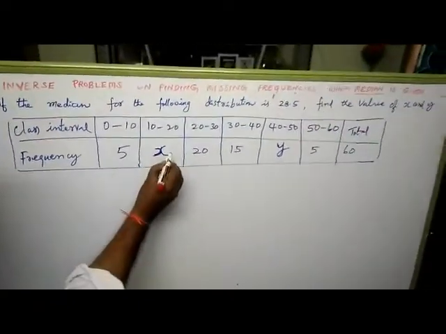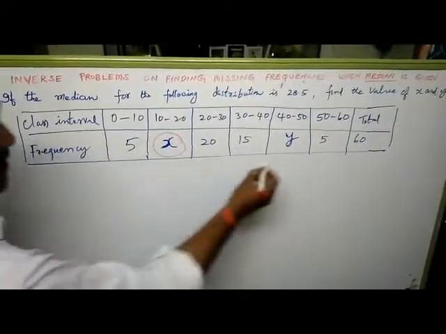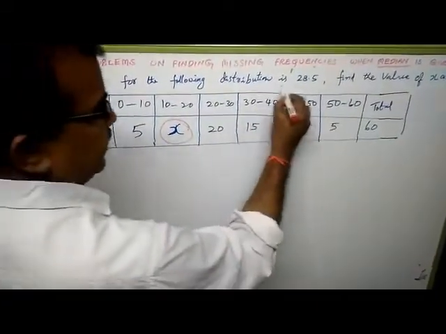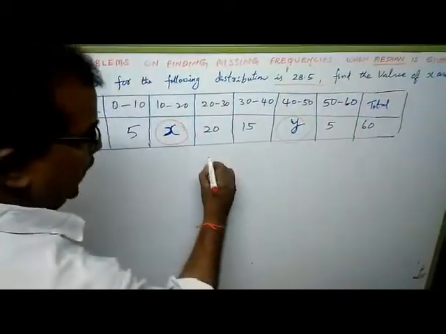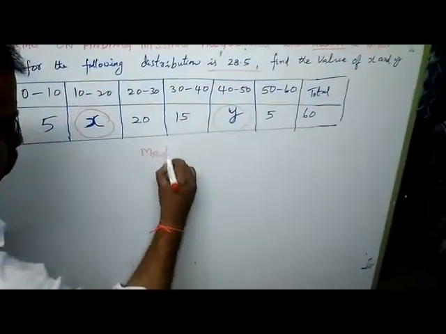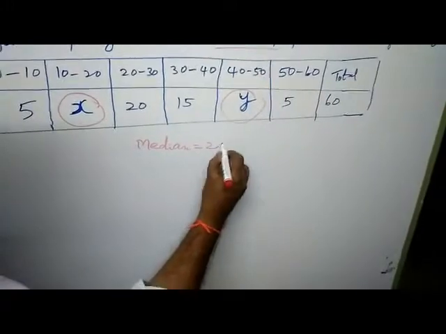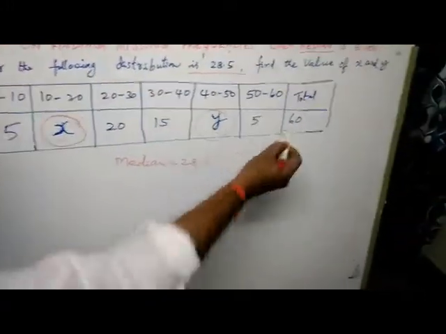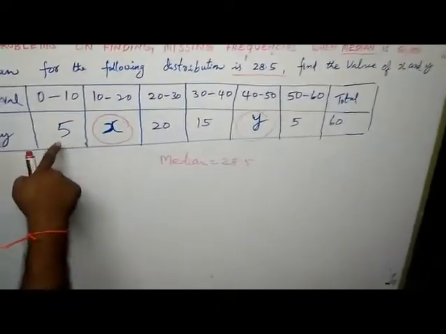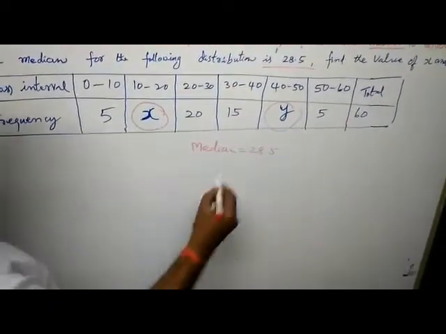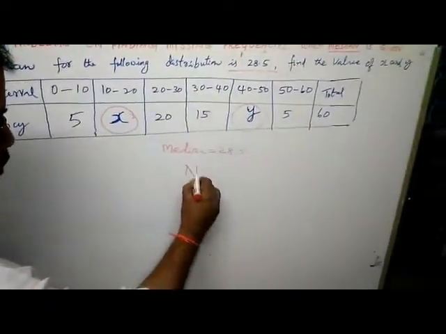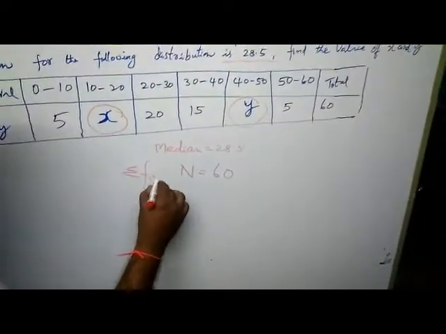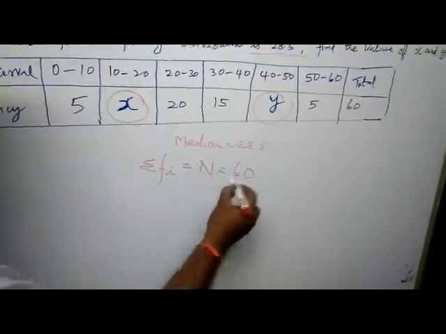Here the missing frequencies are x and y. The median is given, which is very important. The median is equal to 28.5. One more important point: the total is 60. The total is nothing but the sum of the frequencies, so n is equal to sigma fi is equal to 60.